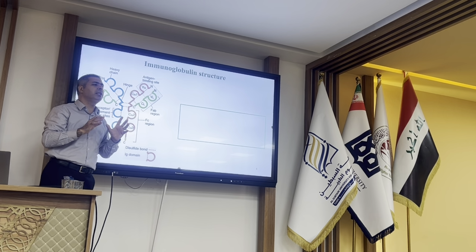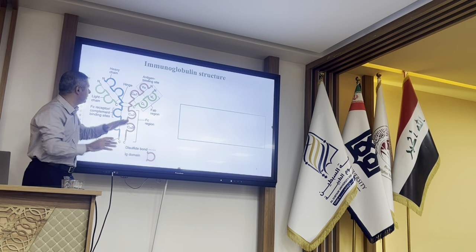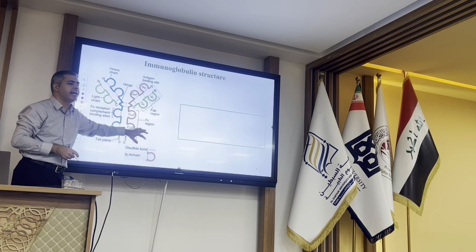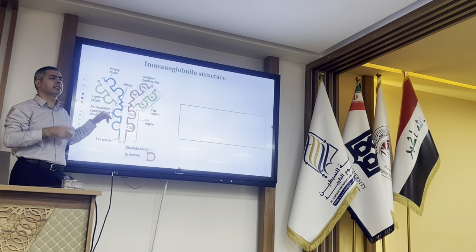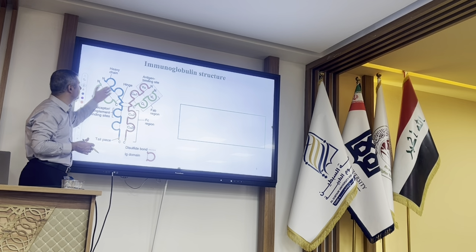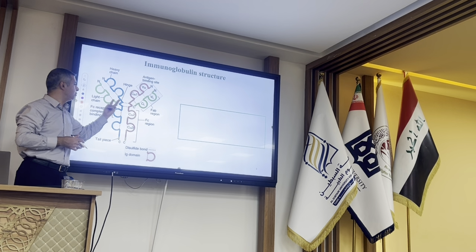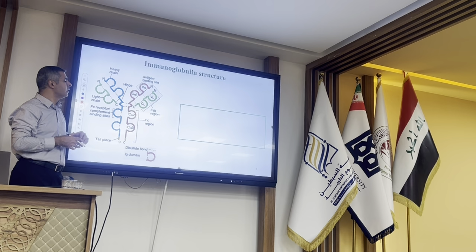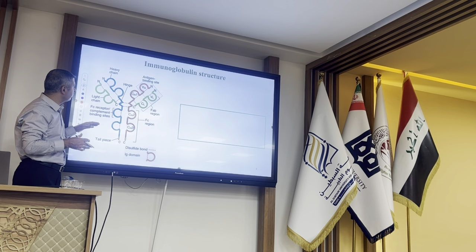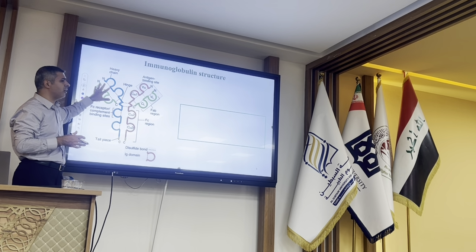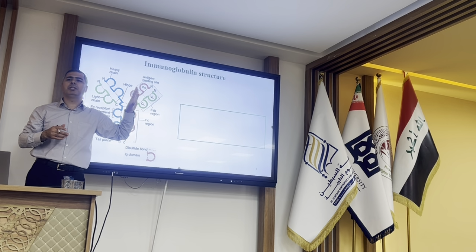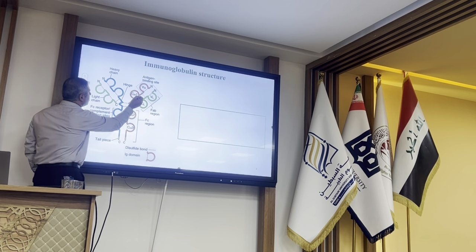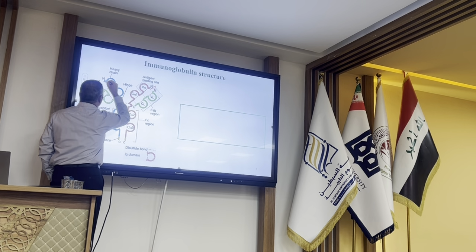So this is one antibody. Indeed, it's a tetramer antibody. Tetramer means it's composed of 4 chains, 2 identical heavy chains and 2 identical light chains. That's why it is said that an antibody is monospecific. Monospecific means both of them are against one kind of epitope.